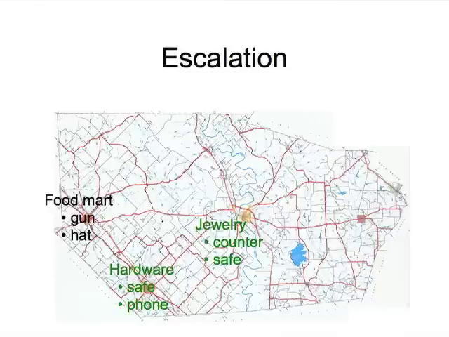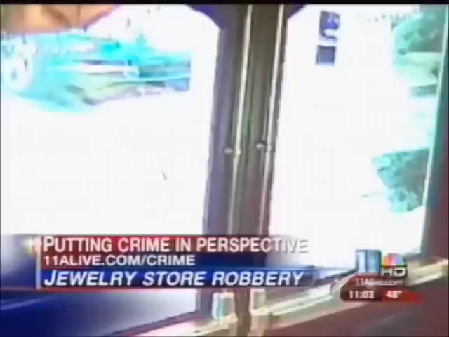They leave evidence at a hardware store. They leave more DNA at a jewelry store. And so this is the escalation of the crimes as they move through the county. And I'm going to show you a video that's pretty representative of what these crimes are looking like in this county.